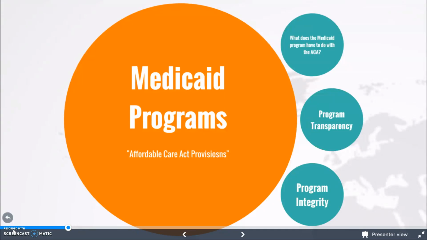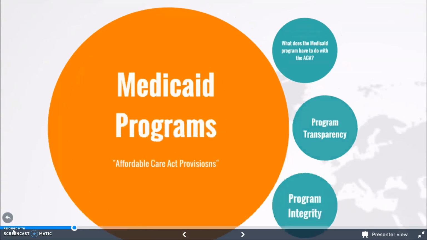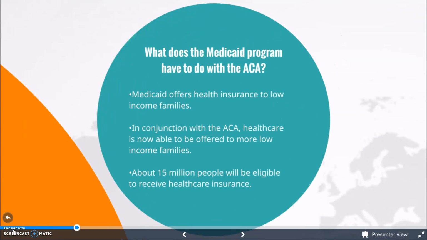Medicaid programs. So, what does the Medicaid program have to do with the ACA? Well, it offers healthcare insurance to low-income families. In conjunction with the ACA, healthcare is now able to be offered to more low-income families, and about 50 million more people will be eligible to receive healthcare insurance.